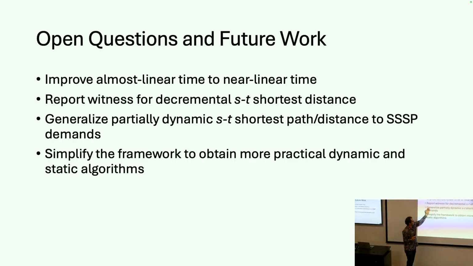Then for decremental ST shortest distance, as Alice asked at the start, it's very difficult for us to report a path. So one could try to report a path. We actually did try this for a bit. And other problems are generalizing the ST demands to single source shortest path demands, like in Dijkstra, and then also to simplify the framework even further to get practical algorithms for dynamic and static maximum flow.